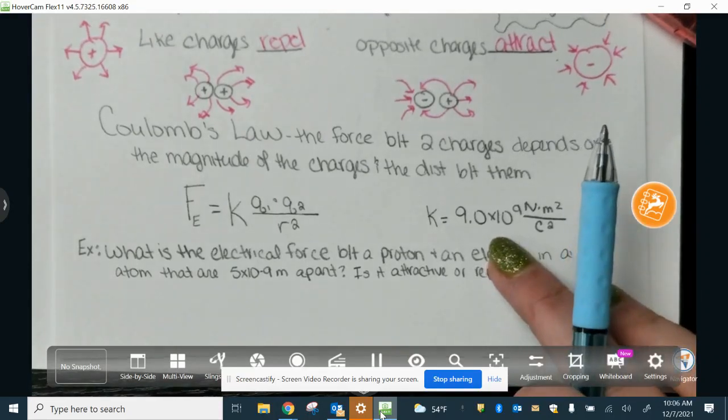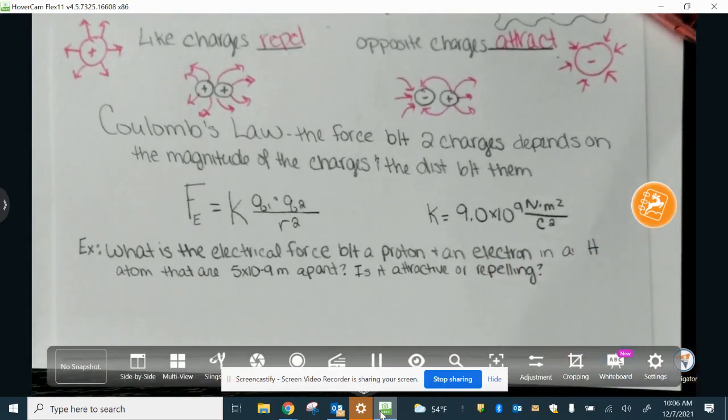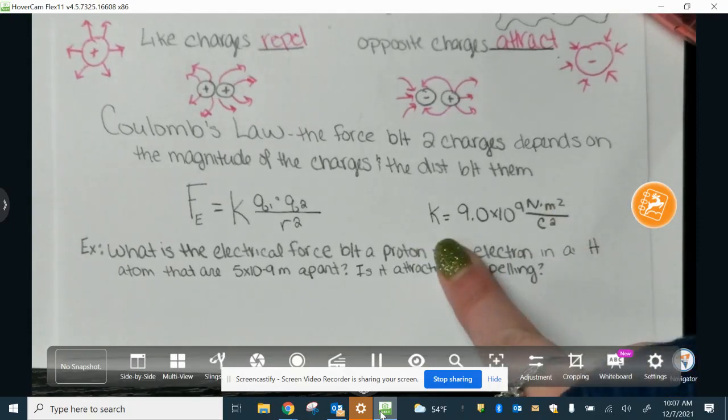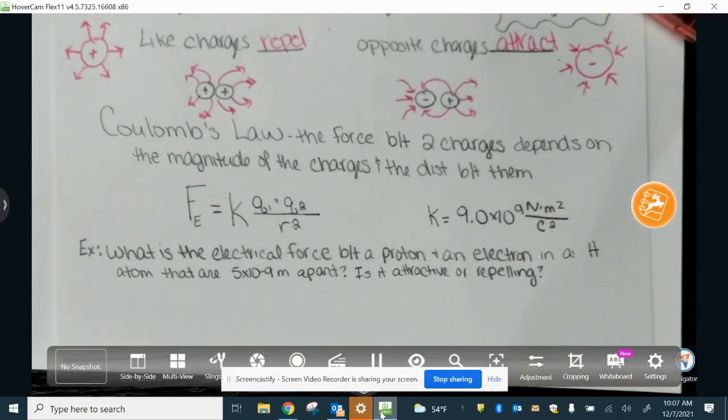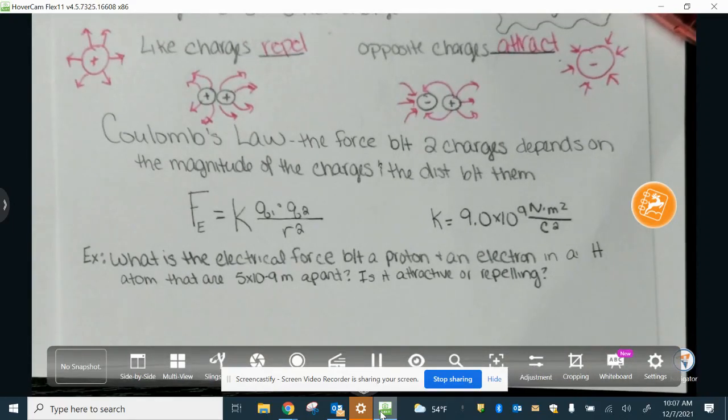The difference here is my K. Before I had big G. Now we have big K, and it is another constant, 9 times 10 to the 9th newton meters squared per coulomb squared. Big K. Reminder, constants do not change. That's why we call them constants.